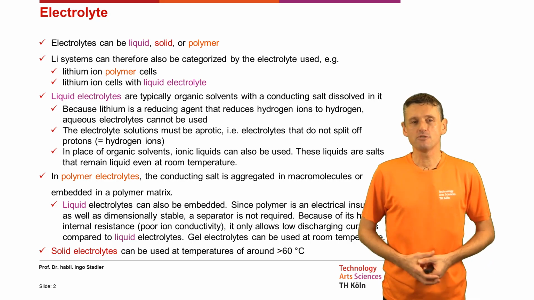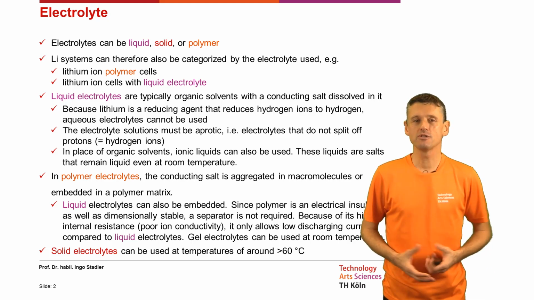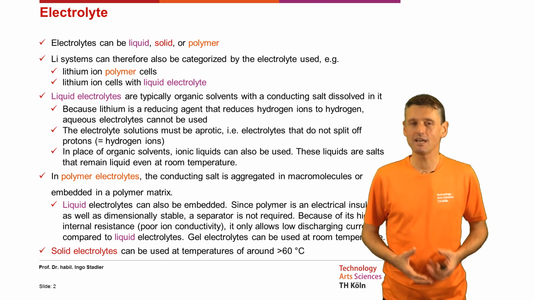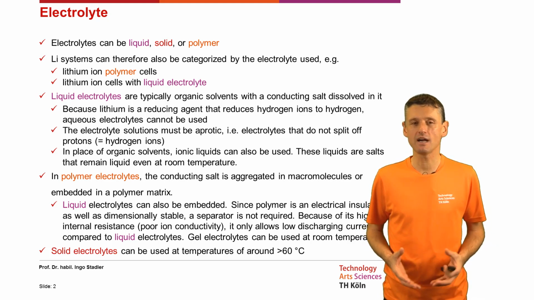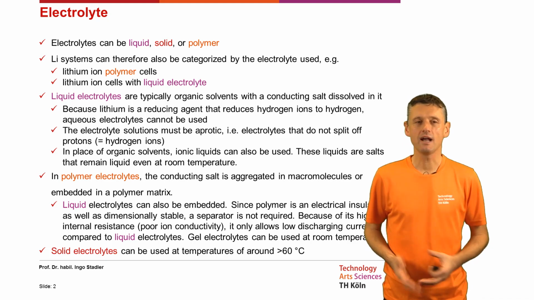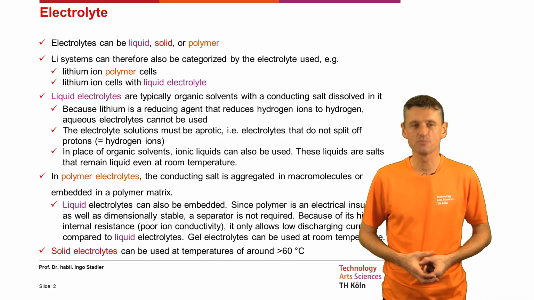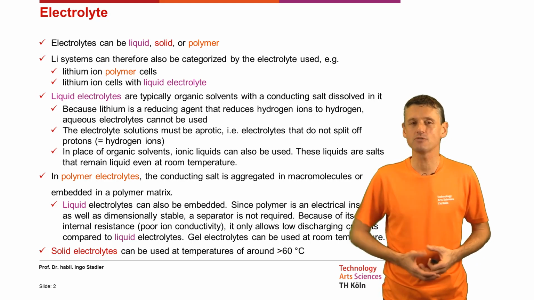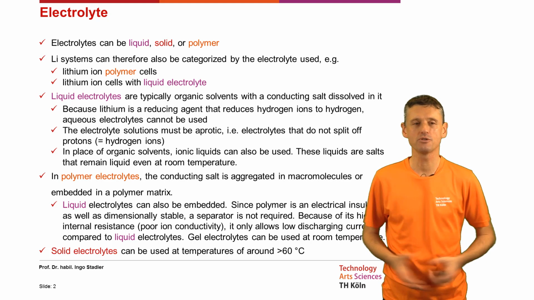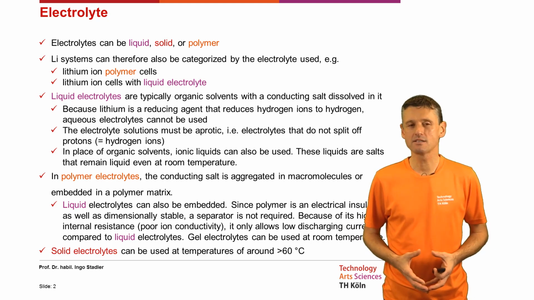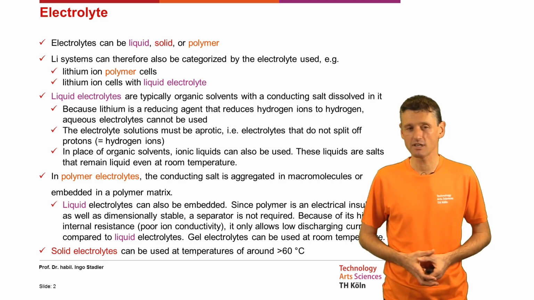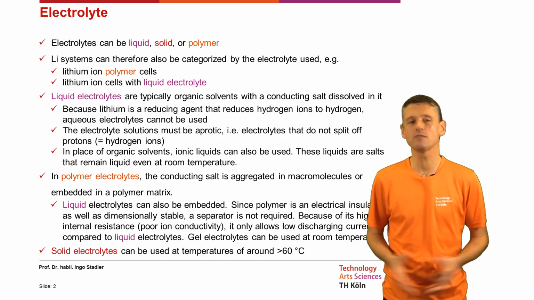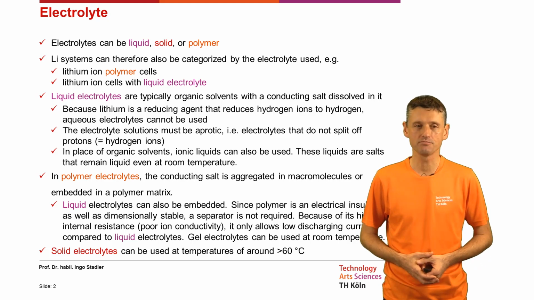Liquid electrolytes are typically organic solvents with a conducting salt dissolved in them. Because lithium is a reducing agent that reduces hydrogen ions to hydrogen, aqueous electrolytes cannot be used. The electrolyte solution must be aprotic, for example electrolytes that do not split off protons. In place of organic solvents, ionic liquids can also be used. These liquids are salts that remain liquid even at room temperature.